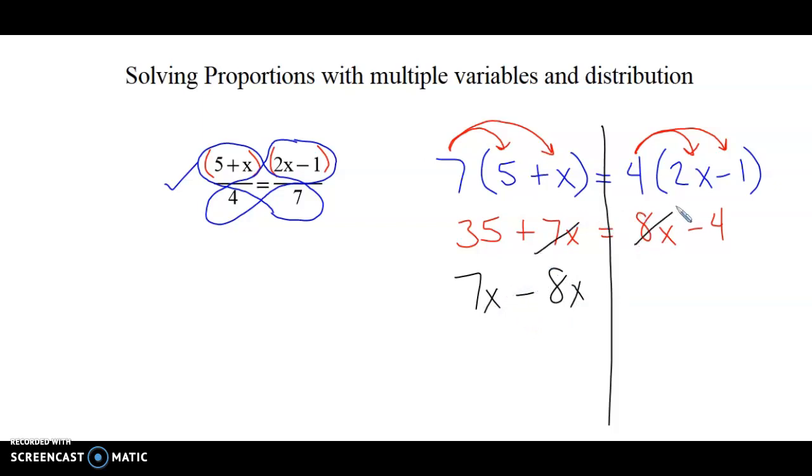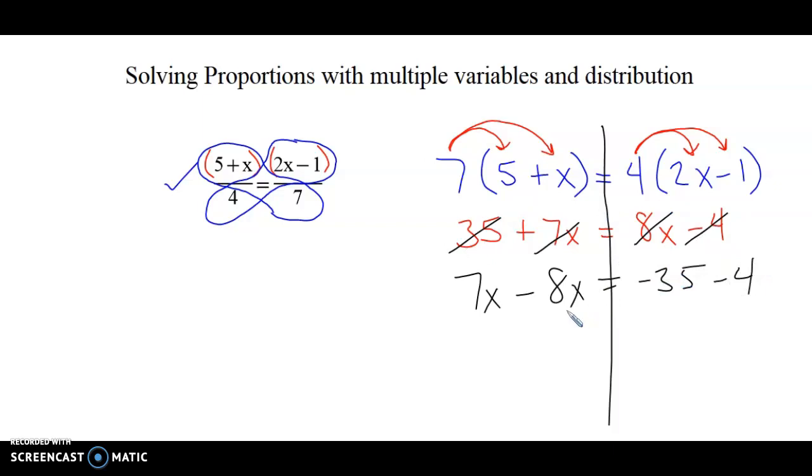So I've taken these. Now I say, okay, what am I going to be putting on the other side? Well, anything without an x, my constants, or my regular numbers. So right here, I've got a 35. To get it on the opposite side, I'll do the opposite. So instead of positive 35, I'll have negative 35. And the minus 4 is already on this side, so I'm just going to bring it down, minus 4. And I finished those two.